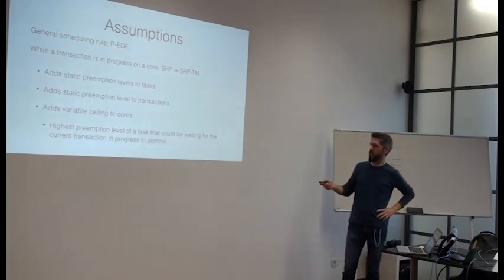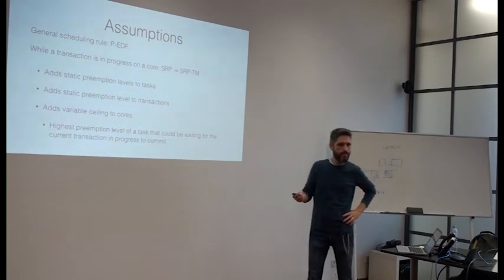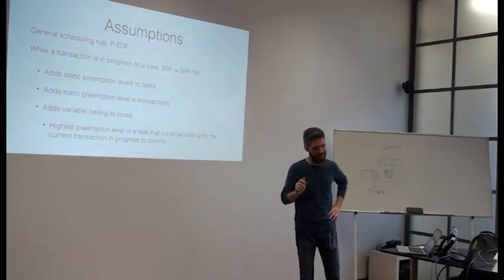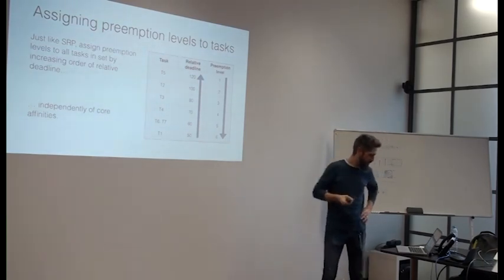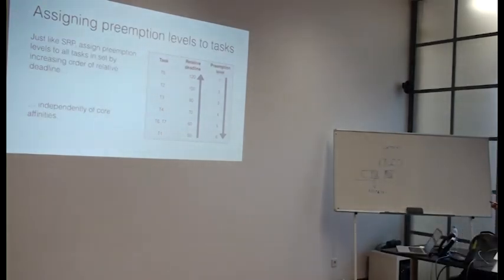So the highest preemption level of a task that could be waiting for the current transaction in progress to commit. This is what the core ceiling means. Let's look at an example. How do I assign preemption levels to tasks? Just like in the stack resource protocol, we assign preemption levels to all tasks by their increasing order of relative deadline.